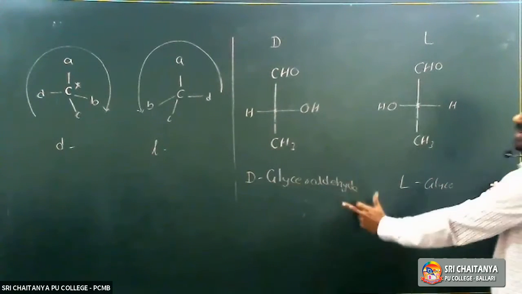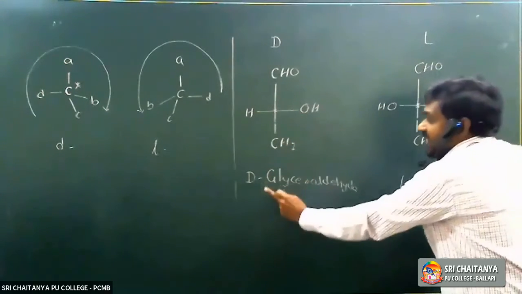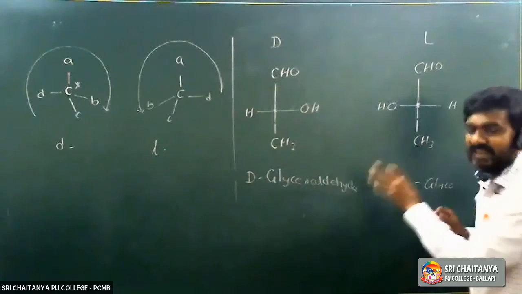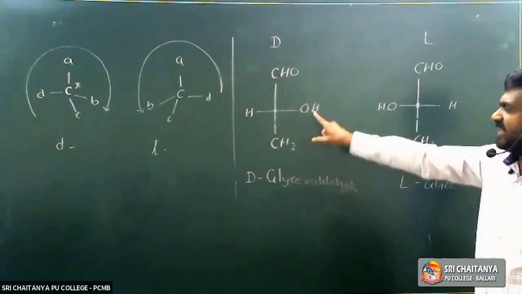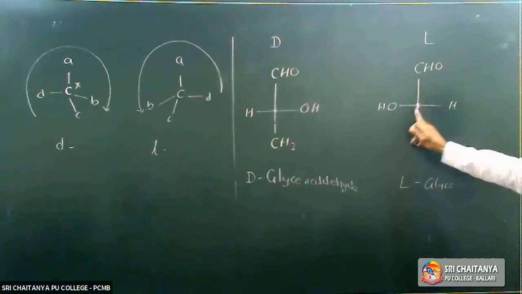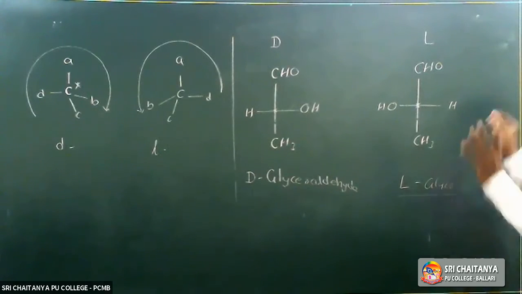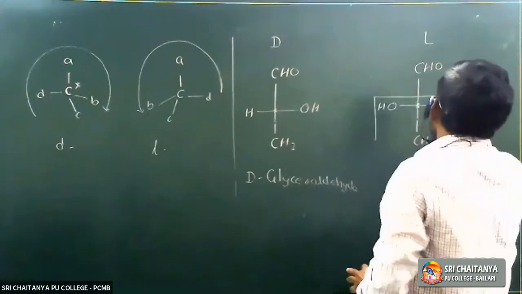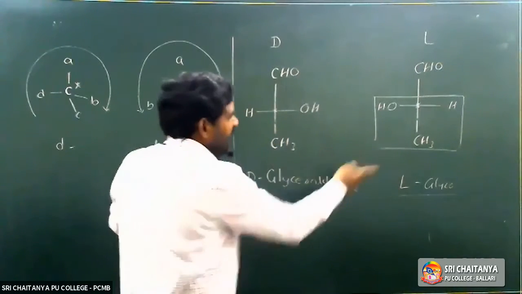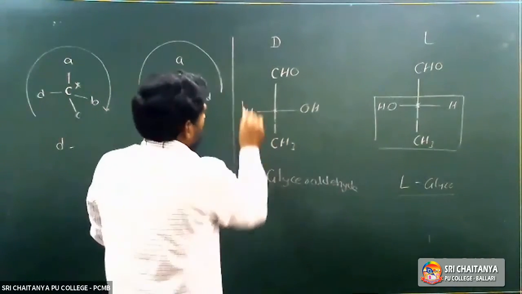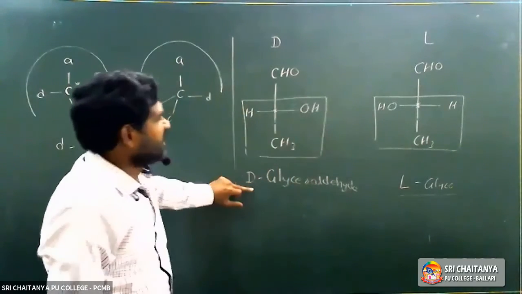It is capital D because of its asymmetric carbon. OH present on the right hand side is called capital D. It is just a configuration. Next, OH present on the left hand side is capital L. L means left. OH present on the right hand side is considered capital D.